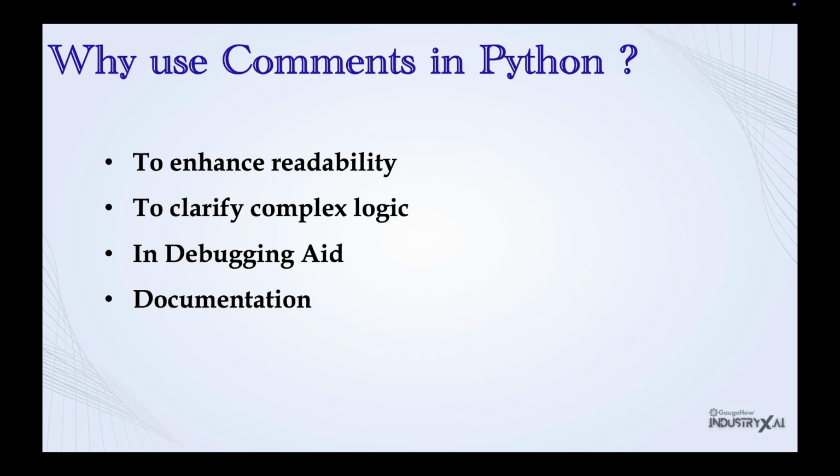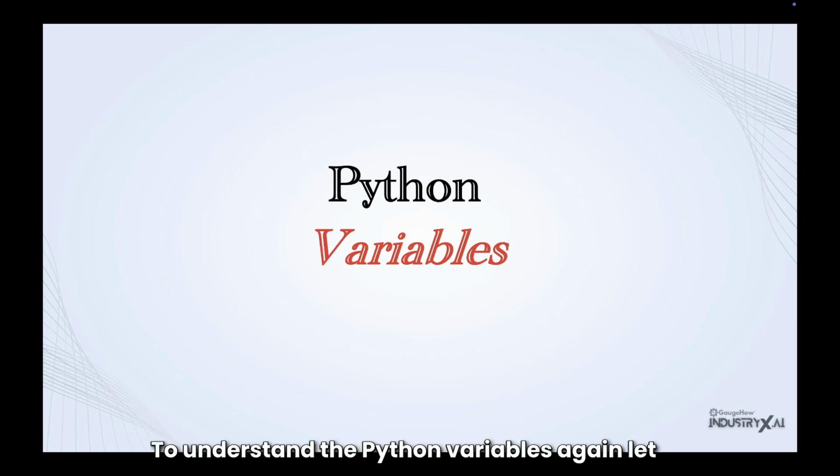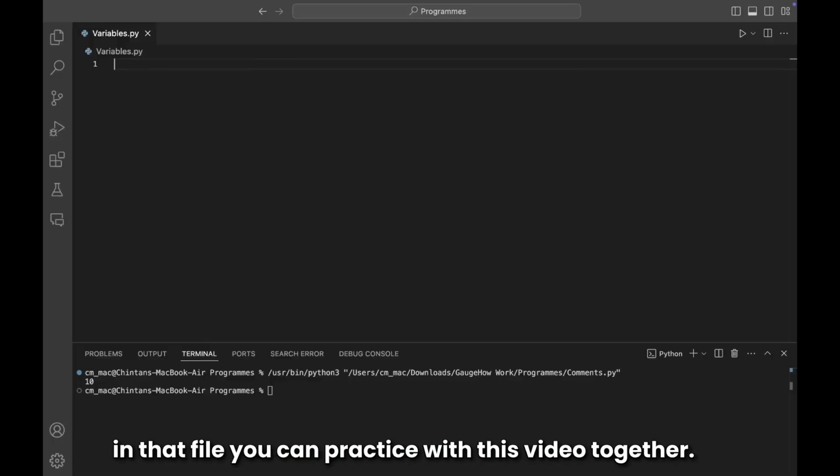in Python. Hello everyone. In this module, we will understand different Python variables. A variable is a named reference to a memory location that stores data. The value stored in a variable can change during program execution. To understand Python variables, again, let us go to VS Code. For reference, you can create a new file, and in that file, you can practice along with this video.